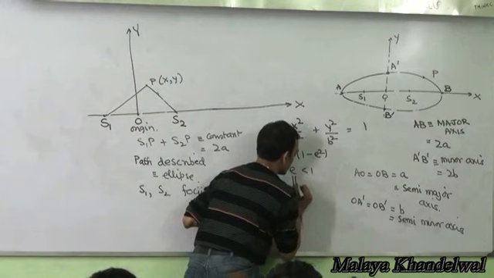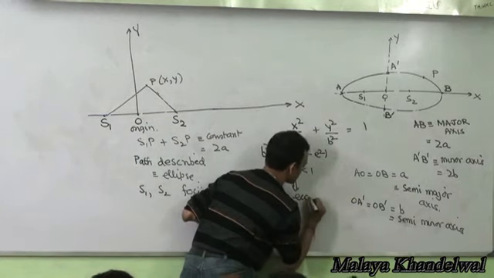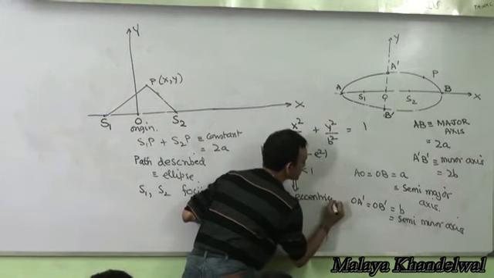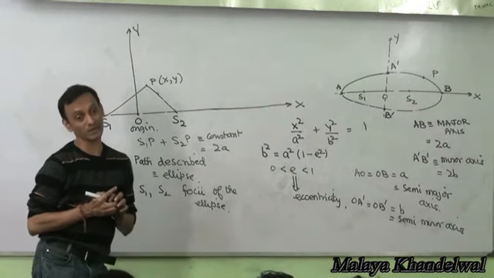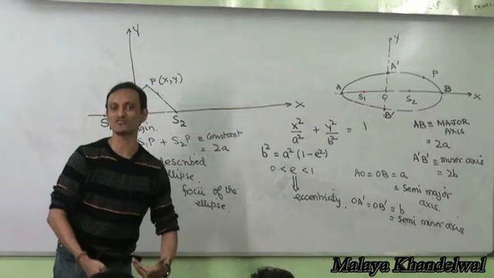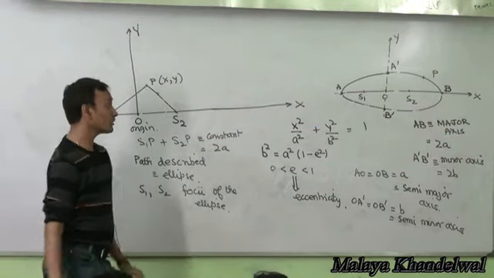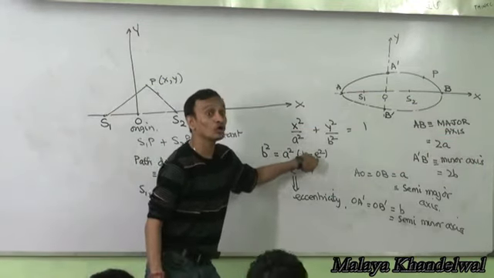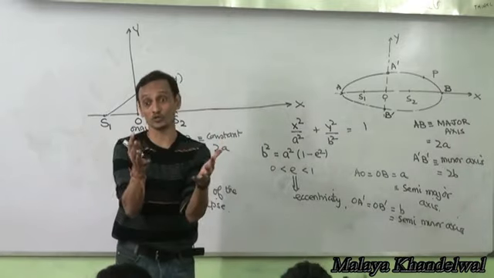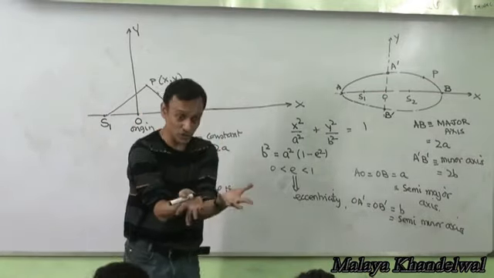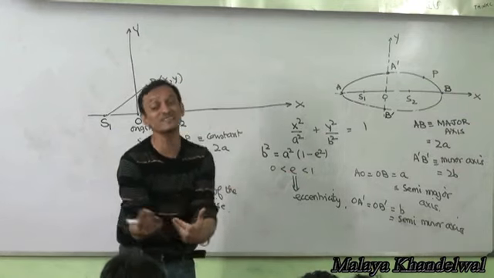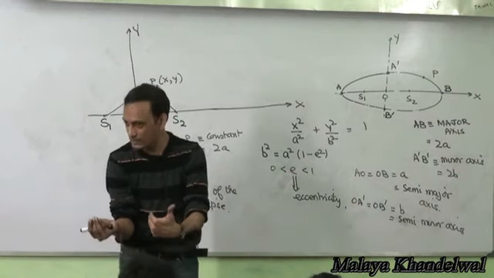It's always a number lying between 0 and 1. B squared is A squared into 1 minus E squared. E is called the eccentricity of the ellipse. If E is 0, then this ellipse becomes a circle because B becomes equal to A and the ellipse transforms into a circle. So a circle is a special ellipse with zero eccentricity.